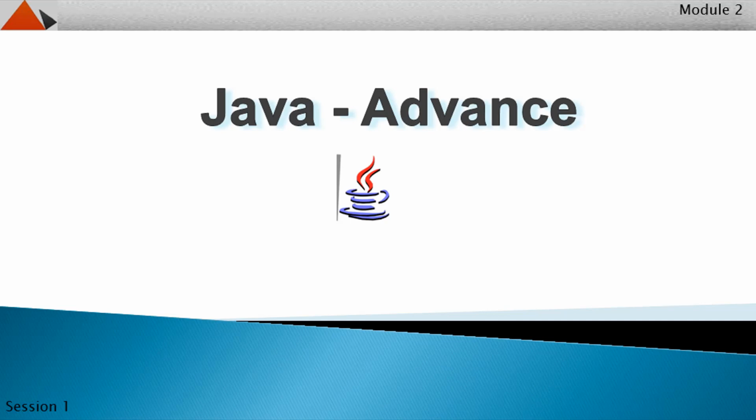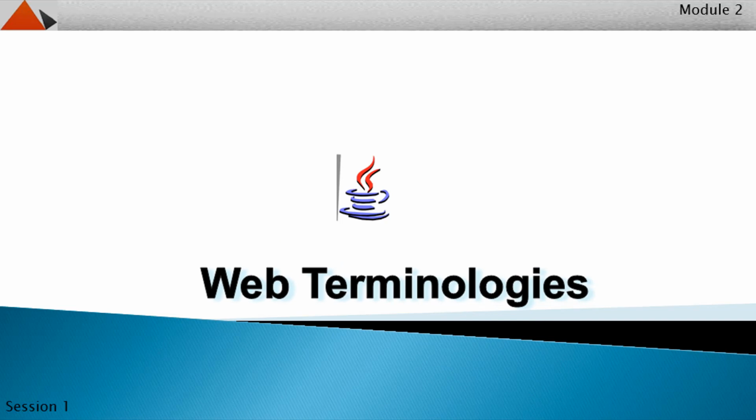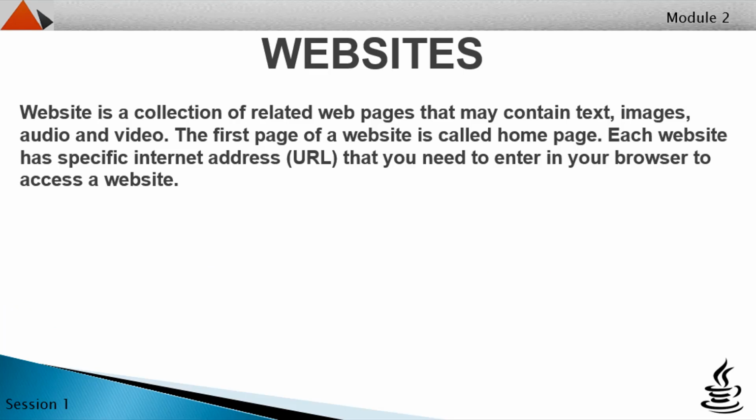Hi there. Welcome back to our next amazing session on Advanced Java or J2EE, it is called Java Enterprise Edition. In this course we would learn about making web applications, like websites, web services etc. Before this, in this session we are going to discuss about different web terminologies used in creating web services. So let's start this session on web terminologies.